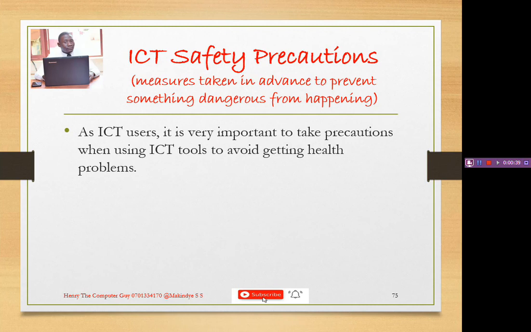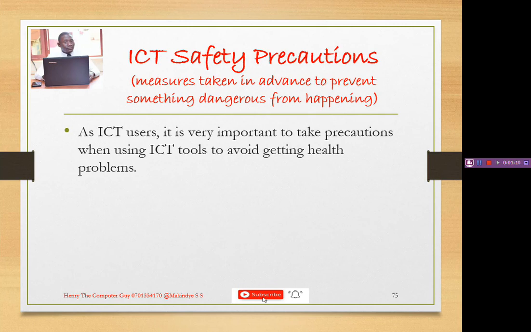For example, we talked about when you're using a computer for so long, you'll get what we call eye strain. When you use a poor sitting posture, you'll find that your back is paining you. You use a computer for so long, you get some headache and others. So we are going to look at all the precautions we can always take into consideration.